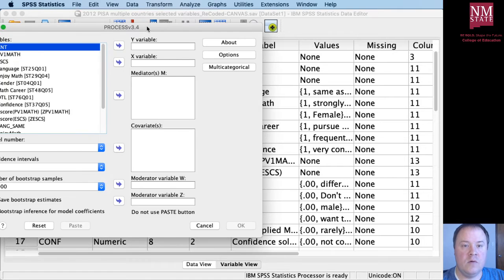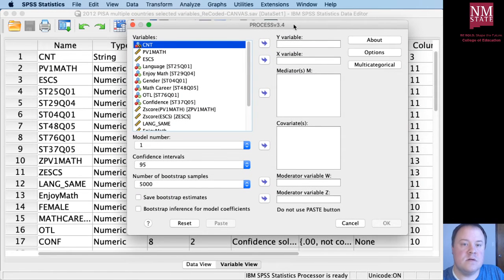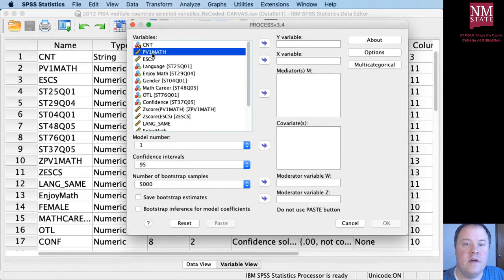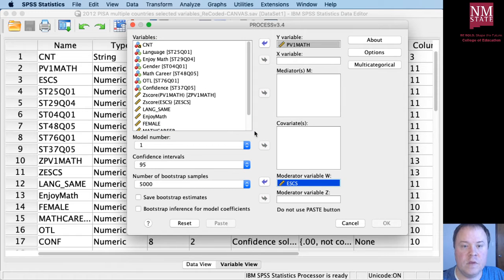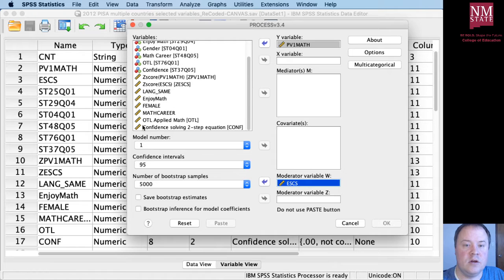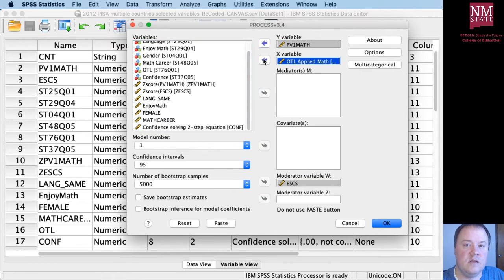And then we're going to put the Y variable here. ESCS is the potential moderator, so we're going to put it in this box here. And then we're comparing on opportunity to learn, and we're going to use this one, which is particularly for an applied math problem, and there is a description we can look at for that later to help interpret that.